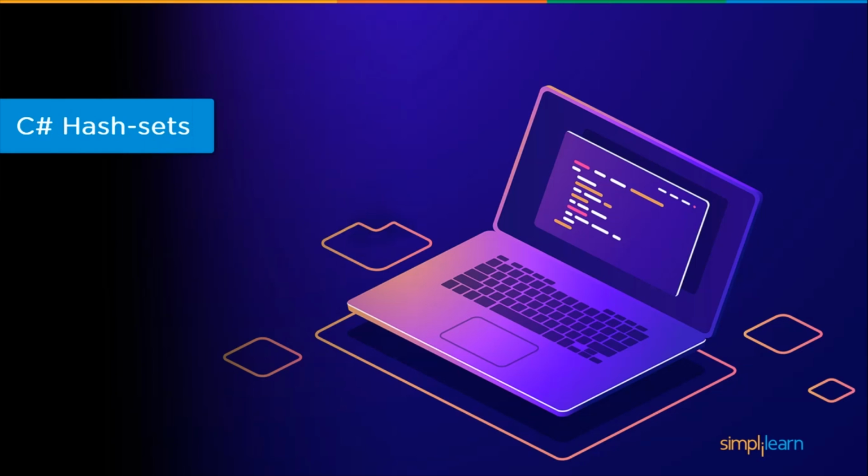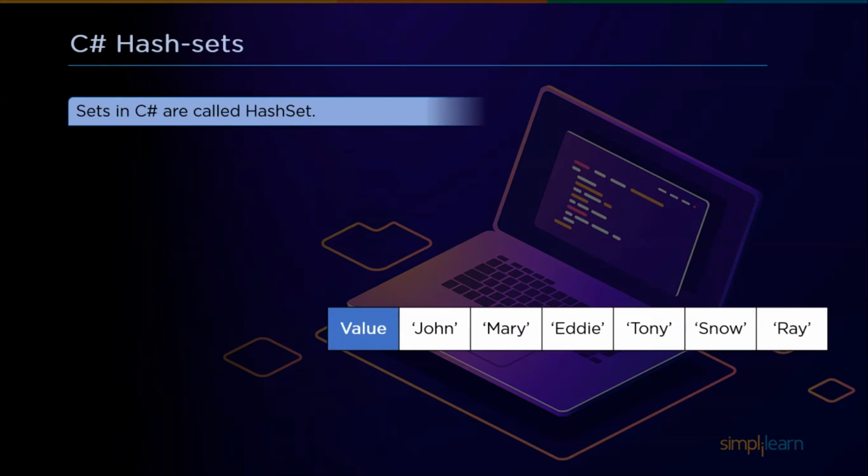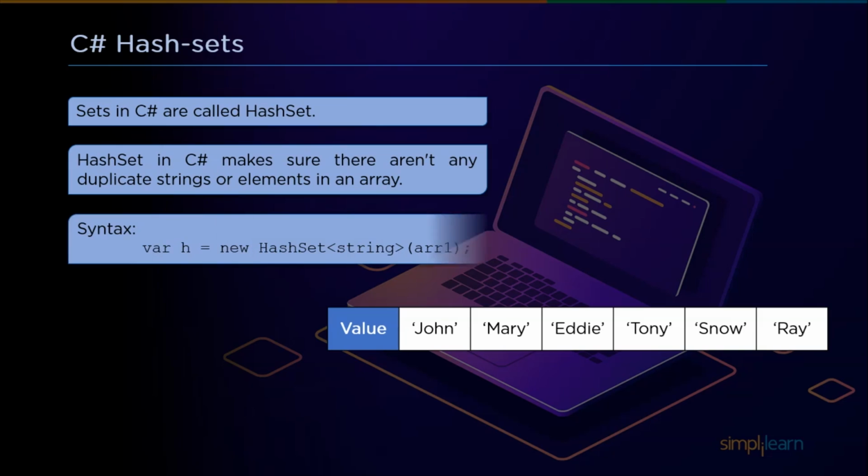Now let's have a look at sets. In C#, sets are referred to as hash sets. In C#, a hash set ensures that there are no duplicate strings or elements in an array. Here's the syntax to declare the sets. Now let's implement this in the code editor.